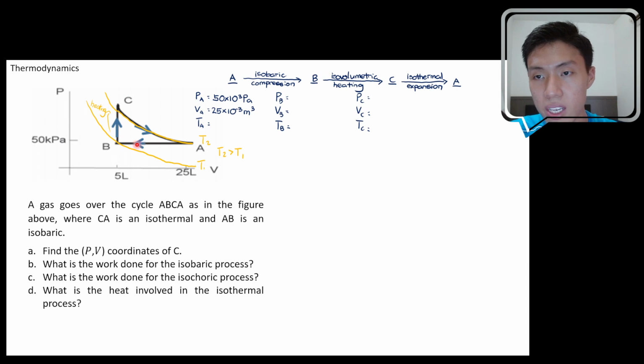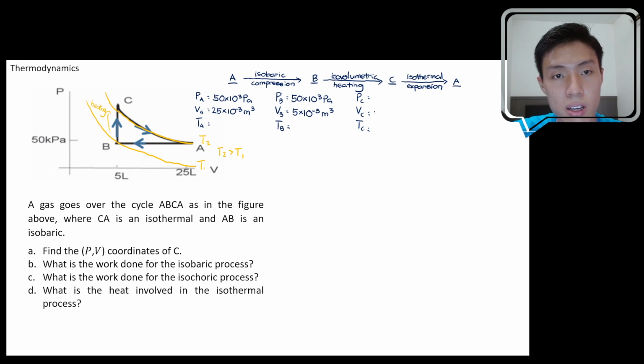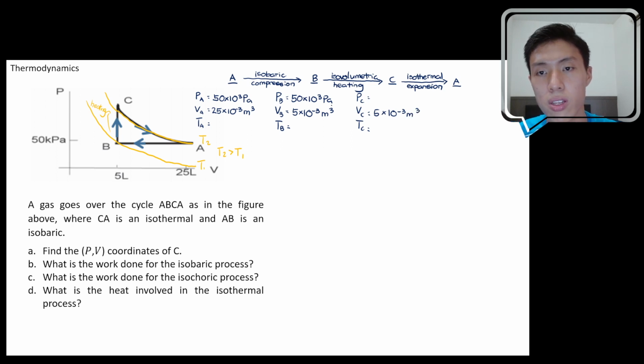Next, for state B, your pressure is 50 kPa, 50 times 10 to the power of 3 Pascal. The volume will be 5 liter, 5 times 10 to the power of negative 3 meter cube. Temperature unknown. Okay, then you go to state C. The pressure is unknown, but the volume is 5 liter, so volume is 5 times 10 to the power negative 3 meter cube. Temperature unknown, and the pressure also unknown.